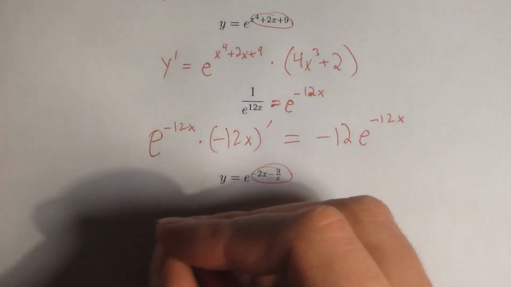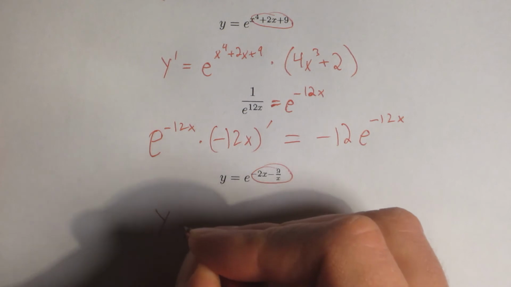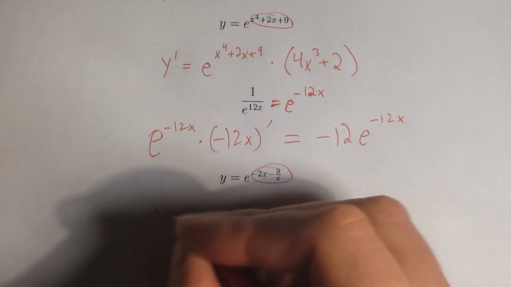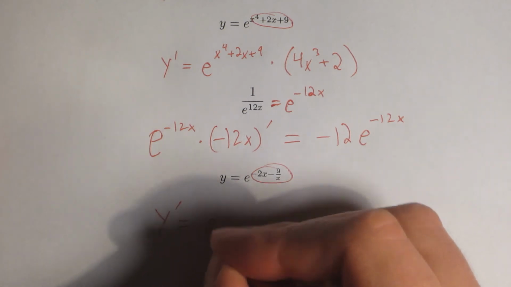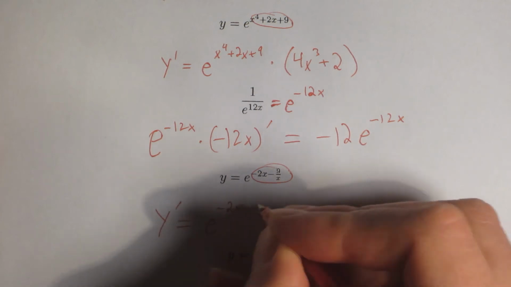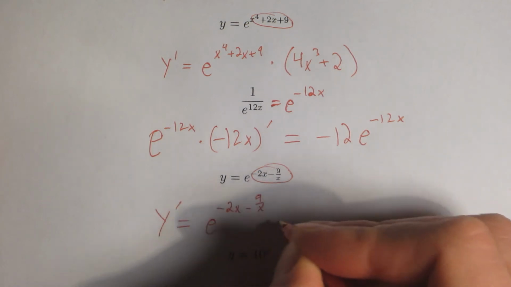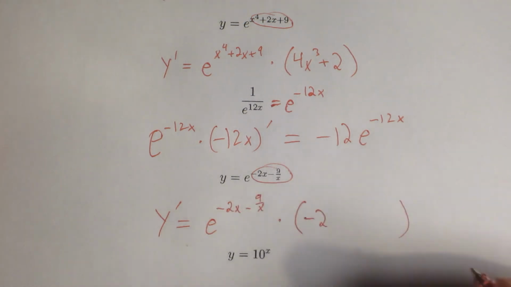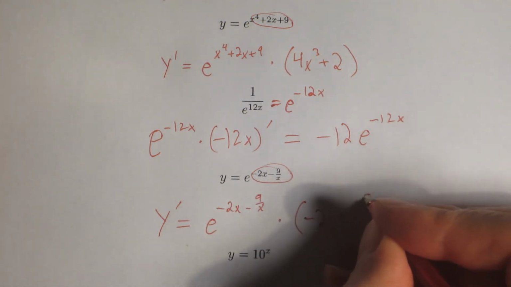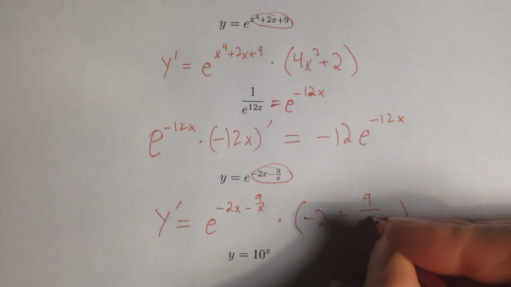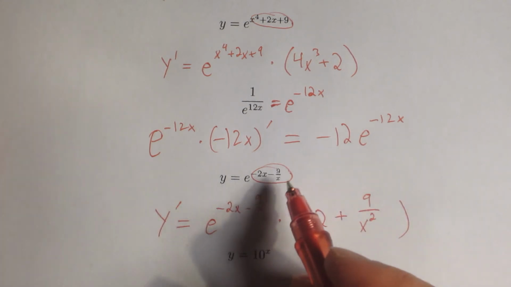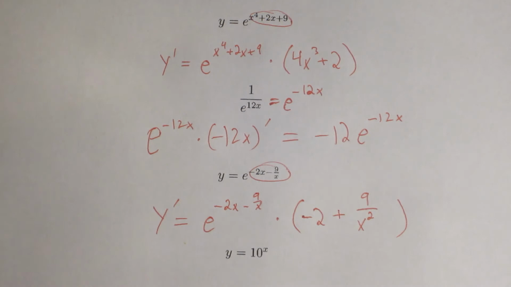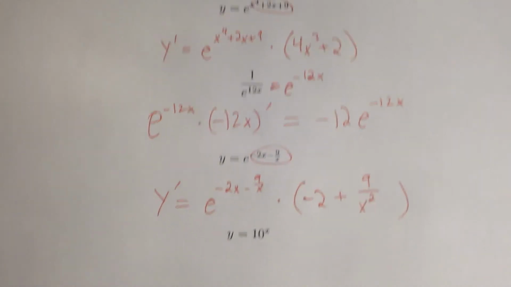Same story. You have e to the power of something, so y prime, the derivative, becomes e to the power of this inner function multiplied by the inner function's derivative, which is minus 2 plus 9 over x squared. So to differentiate 9 over x, you view it as 9 times x to the power of minus 1. And then the minus 1 jumps down, the new x power is minus 2.